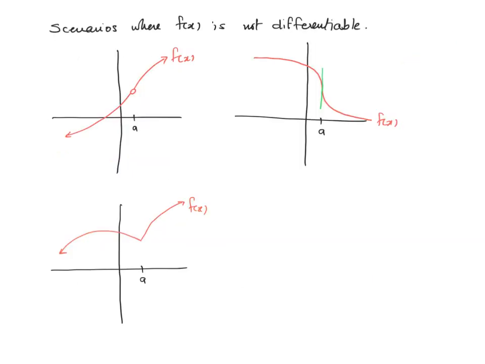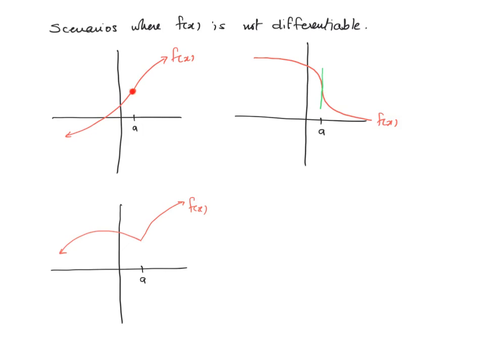So these are some scenarios where f of x is not differentiable. I'm not exhausting all the scenarios, but I'm giving you the general principles, and then you can think about it on your own. The first one is a scenario where f of x is not continuous. I just showed a removable discontinuity, but any discontinuity would work.